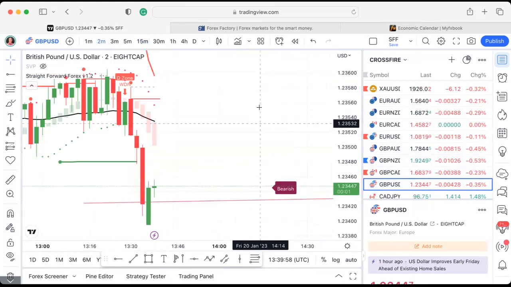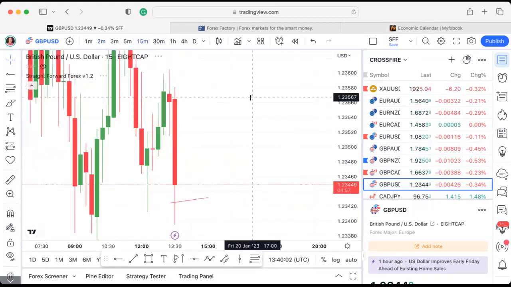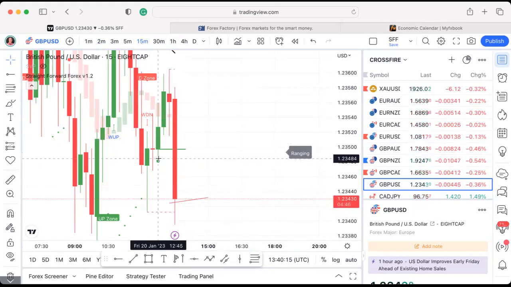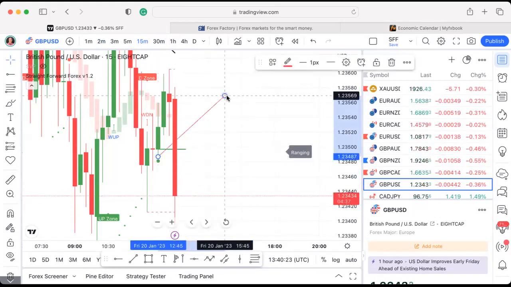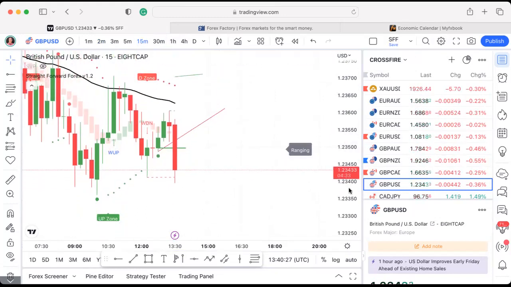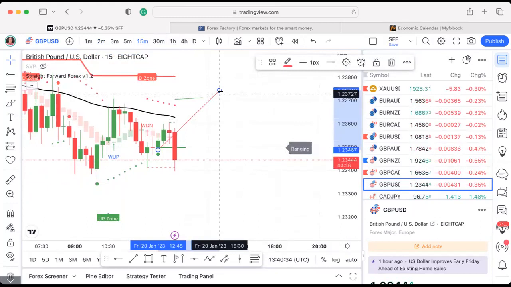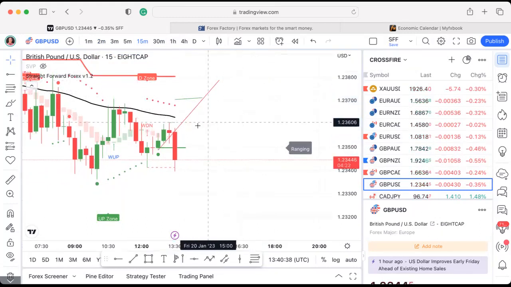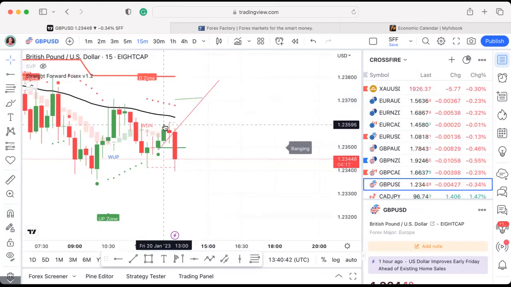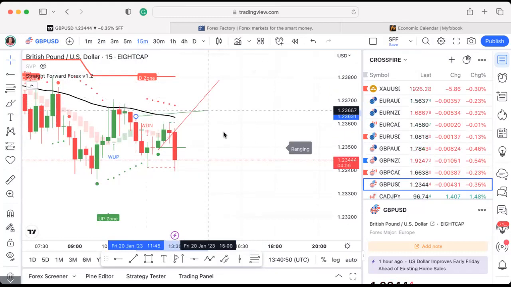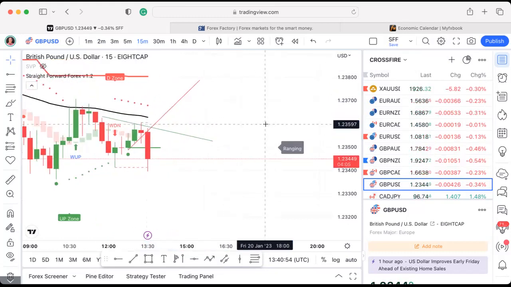GBP USD. Let's have a look at this 15-minute. That's the 1 o'clock candle. So look left. That's the nearest low. Going to be quite steep. Okay, so that's touching. So 1 o'clock candle, look left from that wick, it's up there. Okay, so that's an interesting setup.